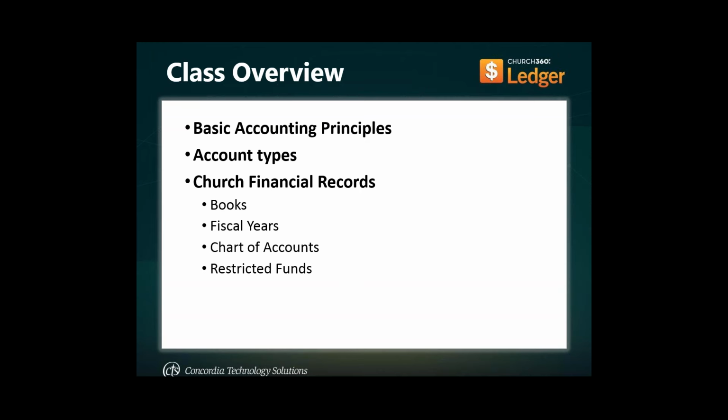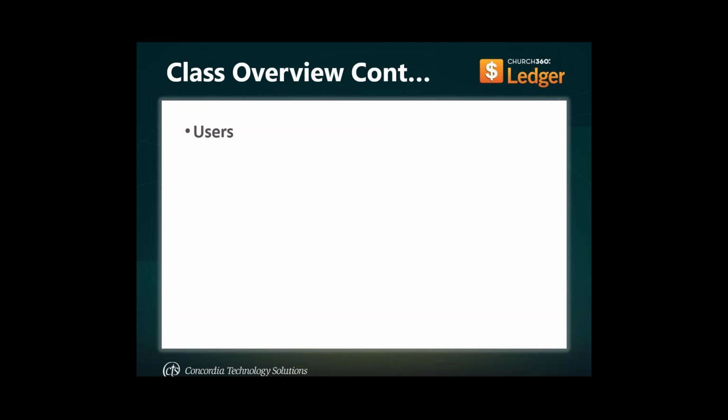We'll discuss restricted funds and how those are used. Those are going to be part of our asset account. We'll discuss how to enter in your budgets and how to view those with your statement of income and expense report. Then we'll discuss users, which will be permission groups and users. Every single user of the software will be tied to a permission group, and we'll show you how to set those up and create those.